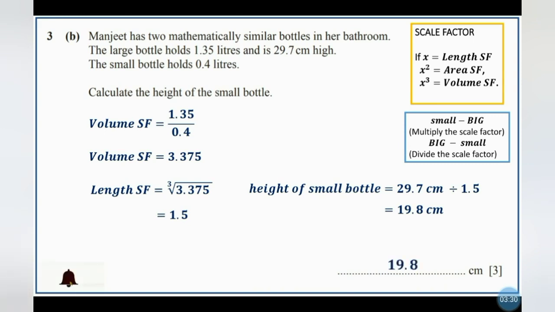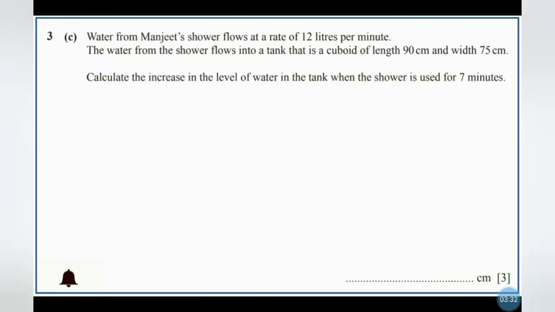Next, letter C. Water from Manjit's shower flows at a rate of 12 liters per minute. The water from the shower flows into a tank that is a cuboid of length 90 cm and width 75 cm. Calculate the increase in the level of water in the tank when the shower is used for 7 minutes.